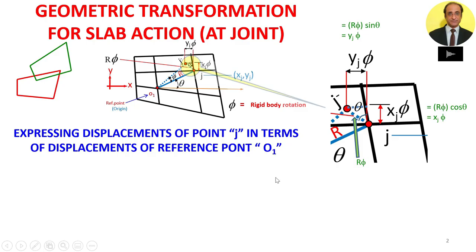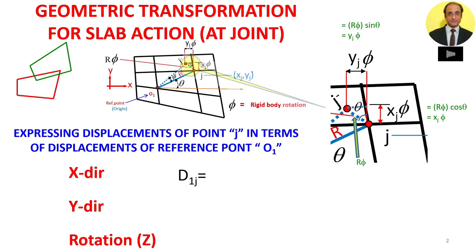So this is now fairly simple once we have understood how the slab translation and rotation takes place. So in the x direction, the displacement of point j can be expressed as follows. This is equal to the translation of the reference point minus y coordinate times the rotation phi. Here d1j refers to the joint being considered, and d1 star refers to the displacement of the reference point. So we will be assigning star to all the displacements and rotations concerned with the reference point.